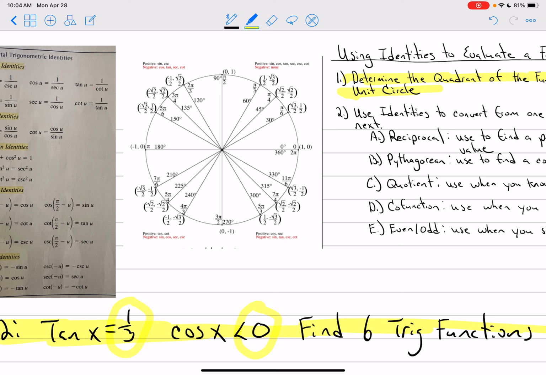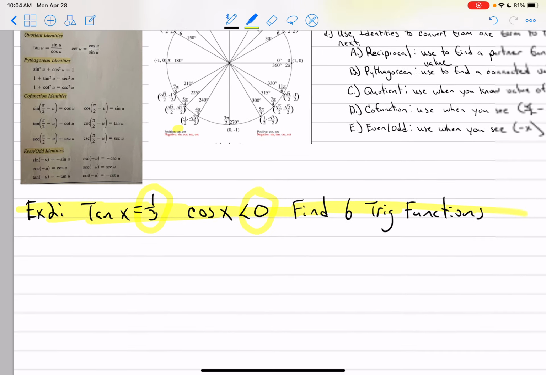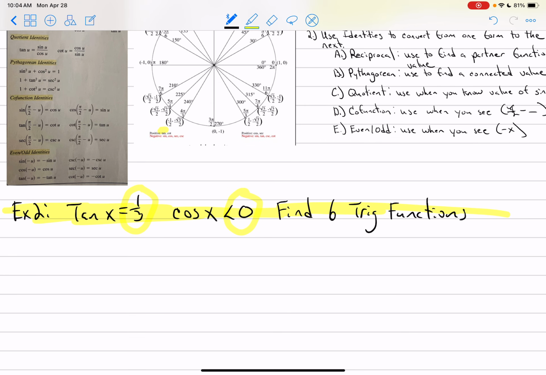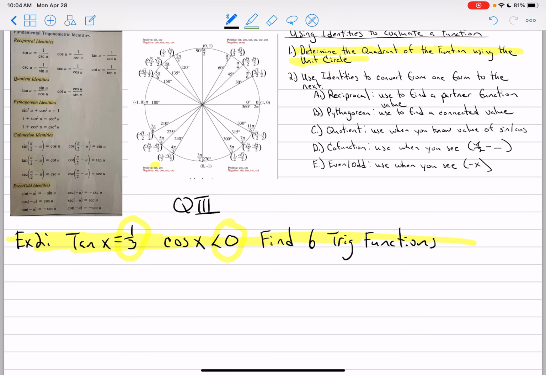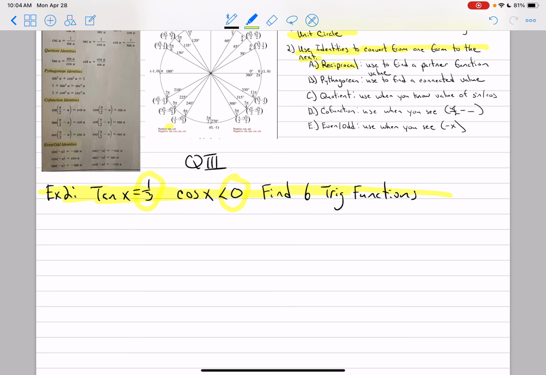It's not quadrant 1. Tangent is positive, cosine is negative. It's not quadrant 2. Tangent is positive. Oh, cosine is negative. It looks like we are in quadrant 3 again. So let's remind ourselves this is quadrant 3. Okay. So let's now start to use our identities to convert. Easiest one is always the reciprocal identities. So let's go ahead and write what we know.